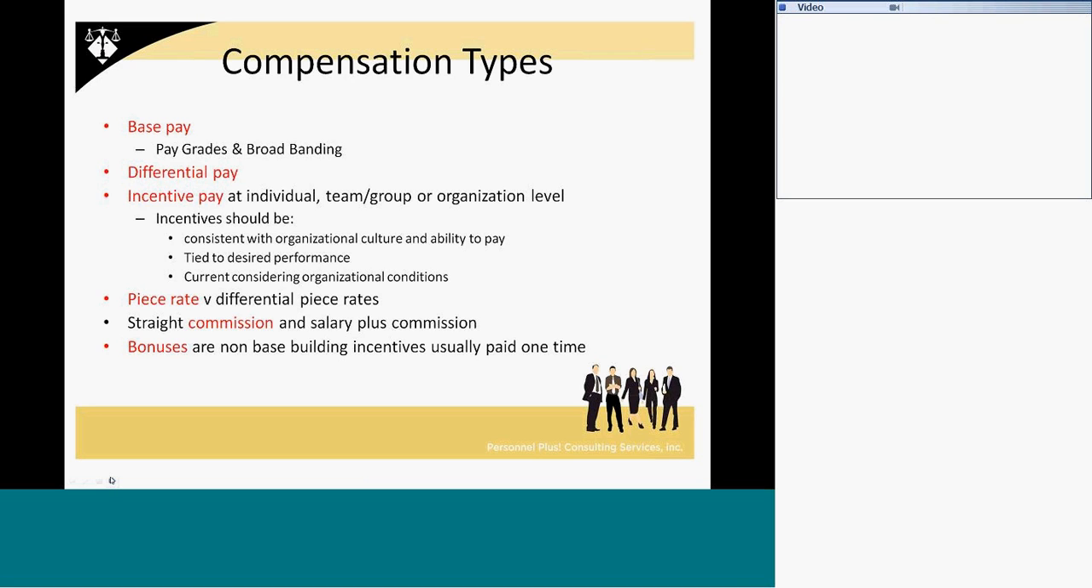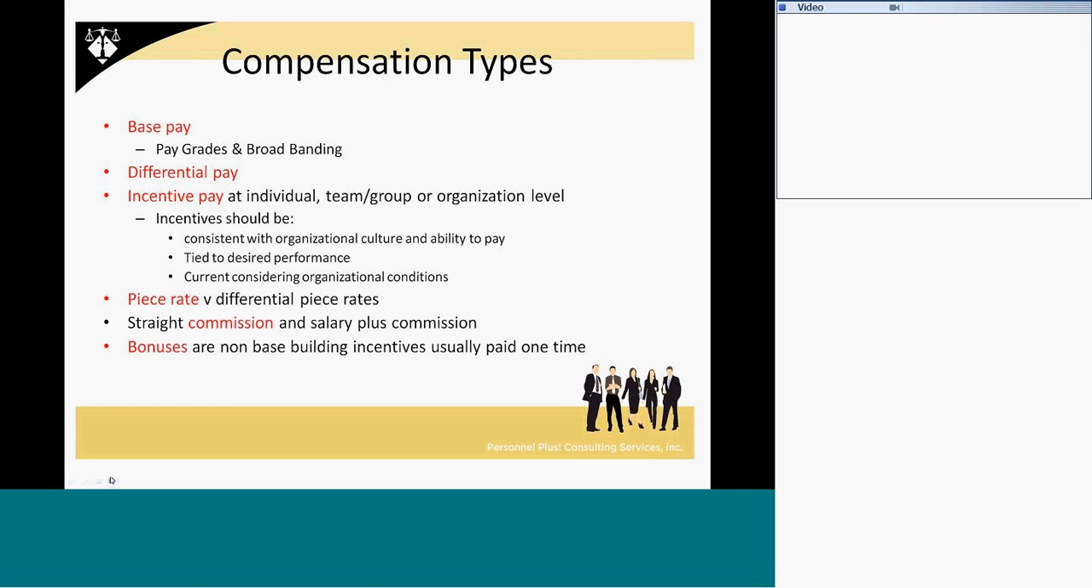Common types. We have base pay, which describes the typical base building concept. Base pay is what you get regardless. You can also get differential pay. Differential pay is what you get when certain special conditions are true. So differential pay is often associated with, if you have to work the graveyard shift, 50 cents an hour extra for the hardship of that. It can also be if we make you go work in another area, we pay extra to offset the cost of living in a high-cost area.